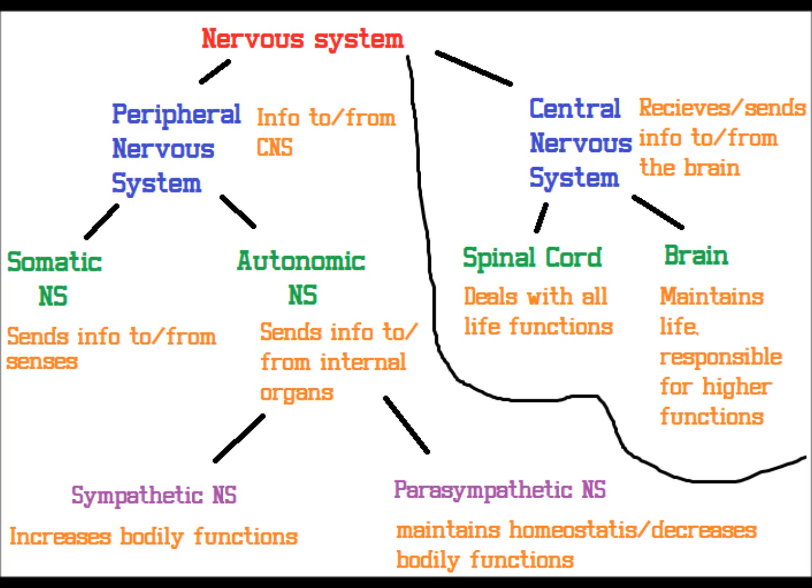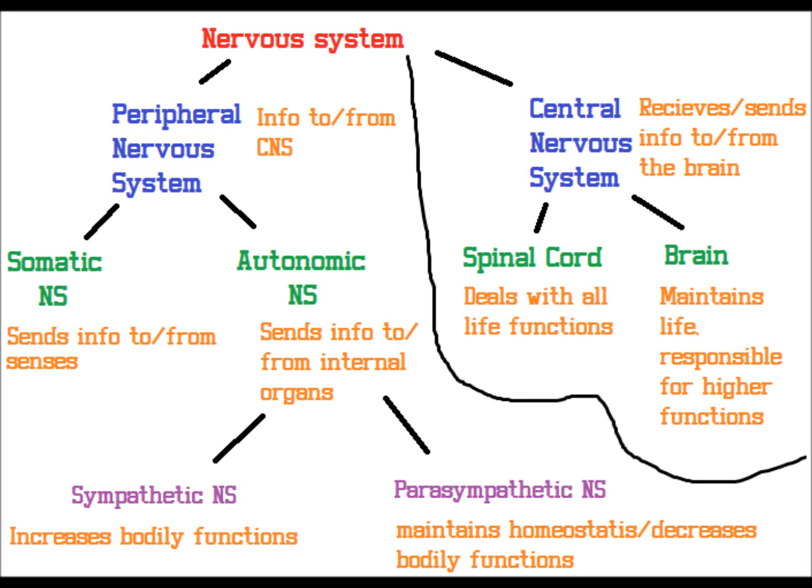Then you have the peripheral nervous system, which sends information to and from the senses and from the central nervous system. This is also split up into two again, the somatic nervous system and the autonomic nervous system. The somatic nervous system sends information to and from the central nervous system, while the autonomic nervous system sends information to and from internal organs.